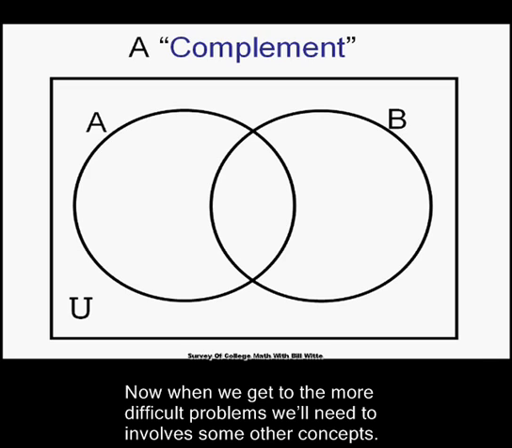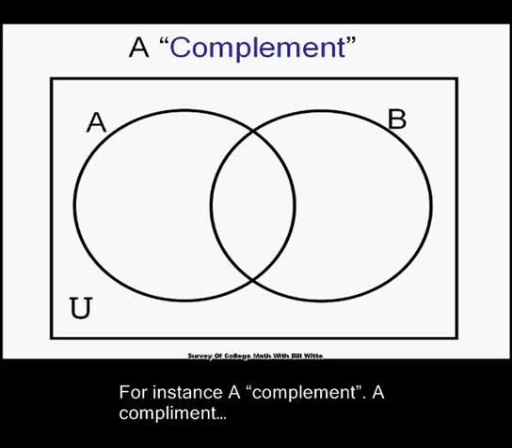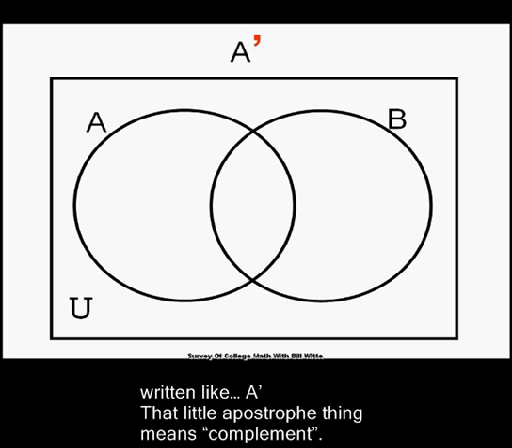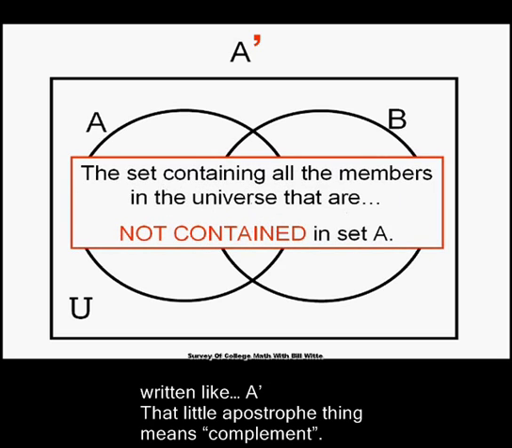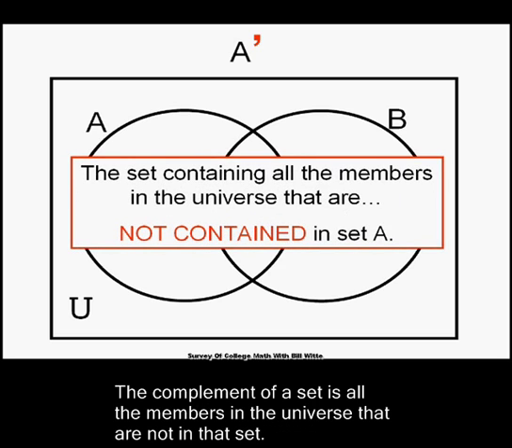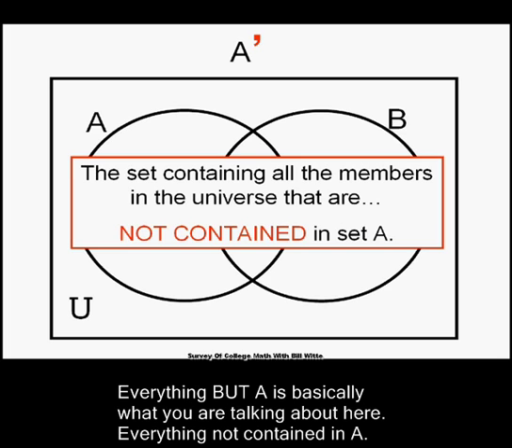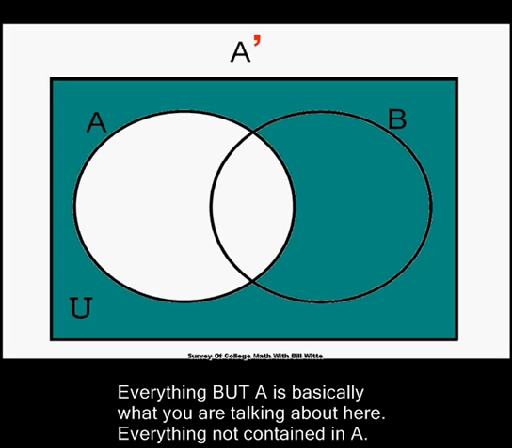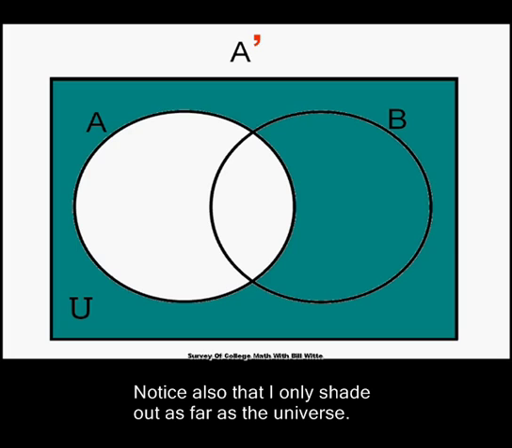Now, when we get to the more difficult problems, we're going to want to involve some other concepts. For instance, a complement. A complement, written A with a little apostrophe, is all members in the universe that are not in A. Everything but A is kind of what you're talking about here. Everything not contained in A. That's so easy.